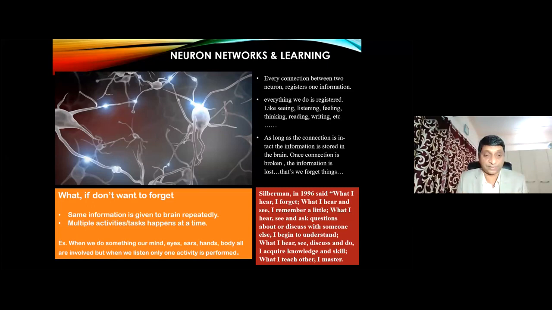As long as the connection is there in the brain between two neurons, that information is retained in our mind. The moment the connection is broken, like you can see here, this connection is broken, whatever information was registered by these two synapses is lost from the mind. So that is how we forget something.